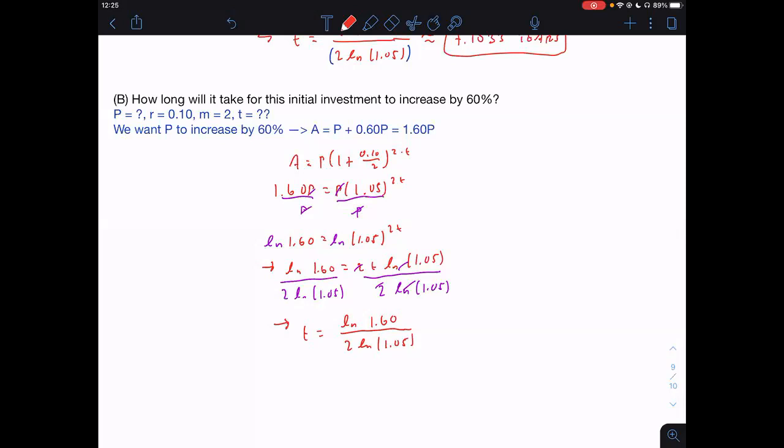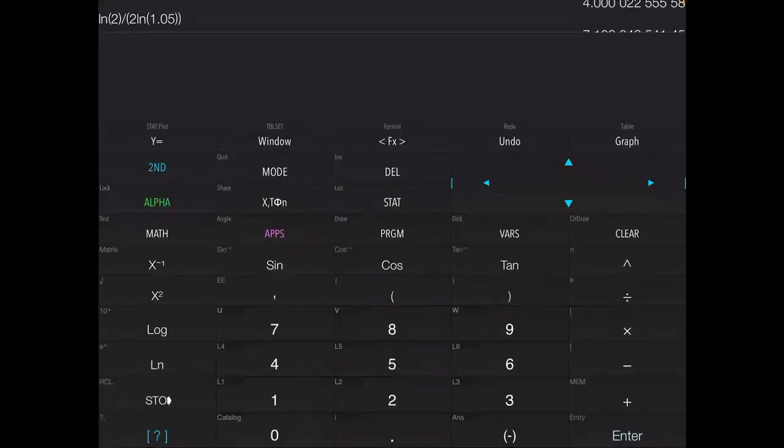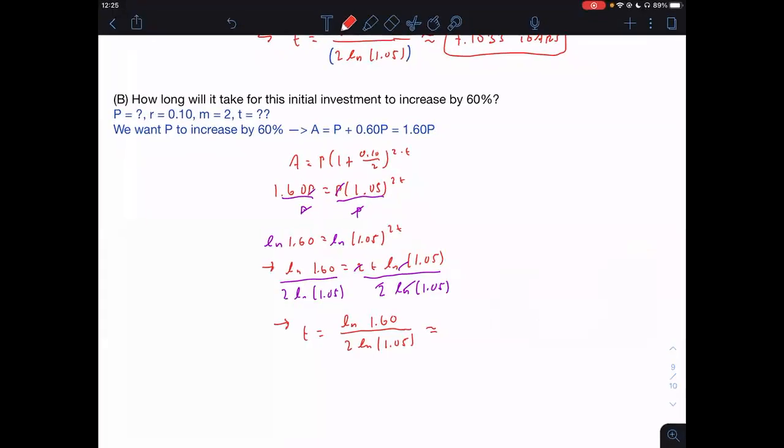Using our calculators, this is going to be approximately, well, let's see. Natural log 1.60 divided by parentheses twice natural log of 1.05, close parentheses, approximately about 4.8166 years, rounded to 4 decimals. So 4.8166 years for the initial investment to increase by 60%.